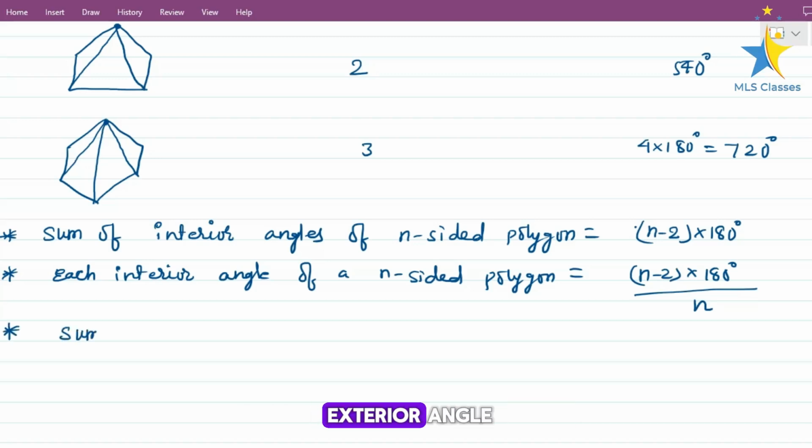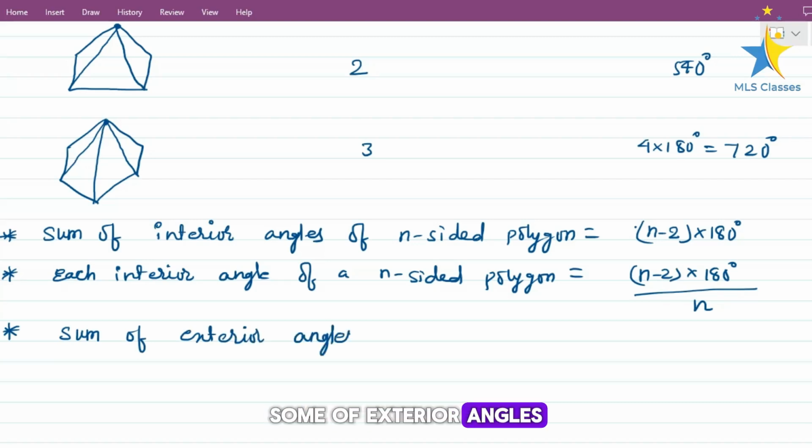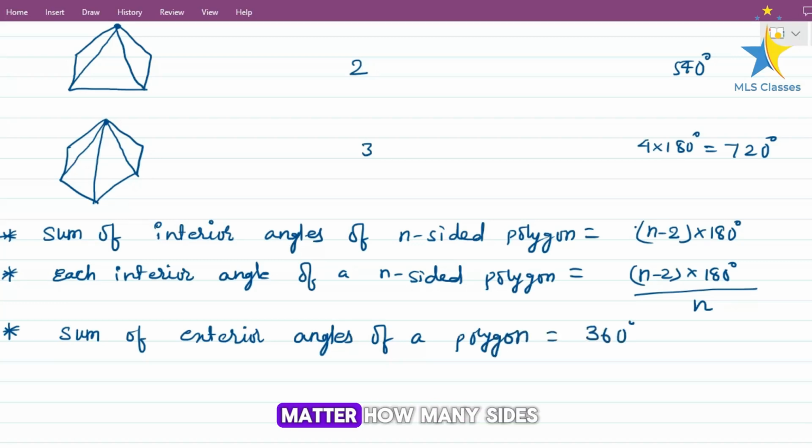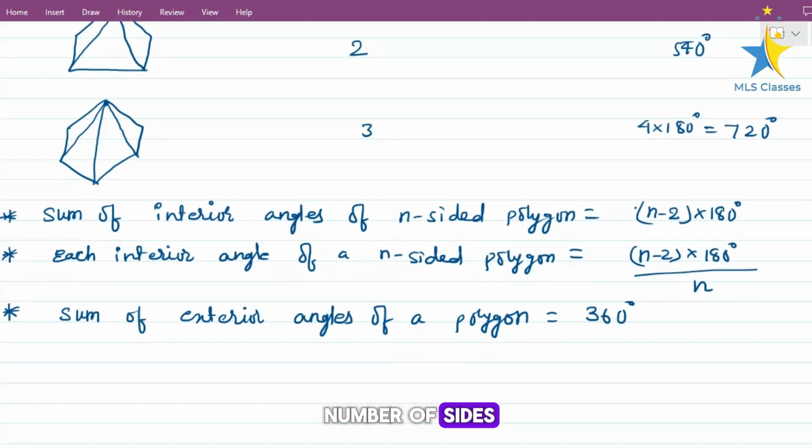If we talk about exterior angles, then we have to remember that the sum of exterior angles of a polygon is always 360 degrees. It doesn't matter how many sides there are. Now if it is a regular polygon, then for finding each exterior angle we'll simply divide by the number of sides. So that is about triangles and polygons.